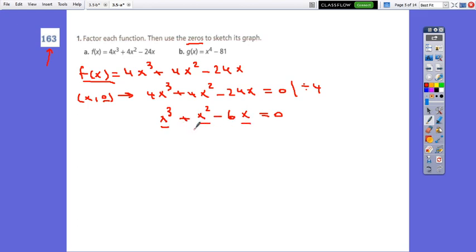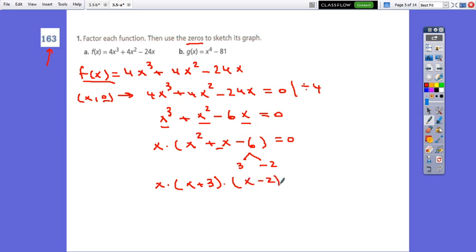We have to factor it. So the common factor is x: x(x^2 + x - 6) = 0. The quadratic trinomial can be factored more. Negative 6 comes from 3 times -2 when we multiply, and when we add them we get the coefficient of x. So then we can factor it further: x(x + 3)(x - 2) = 0. Use the zero property. From the first factor, x = 0. From the second one, x = -3. And from the third one, x = 2.